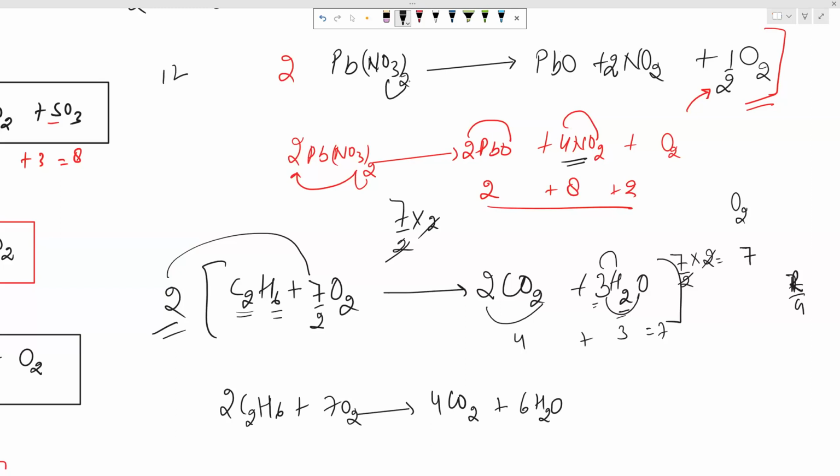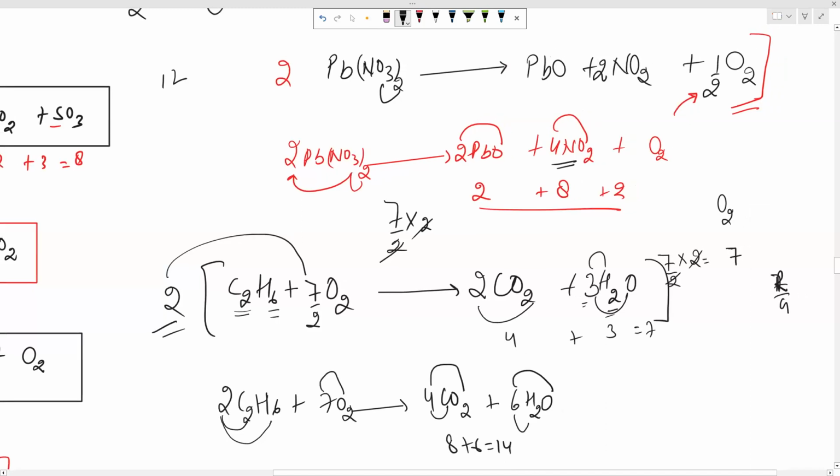Check it. How many hydrogens are there? 12. How many are there? 12. How many carbon are there? 2 times 2, 4. How many are there? 4. How many oxygen are there? 14. How many are there? 4 times 2, 8, and 6, 14. Is it balanced now? Yes, sir. Copy it, please.